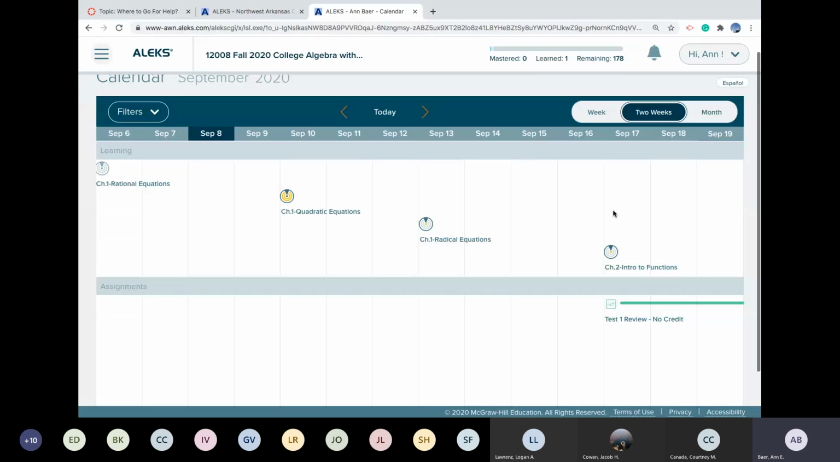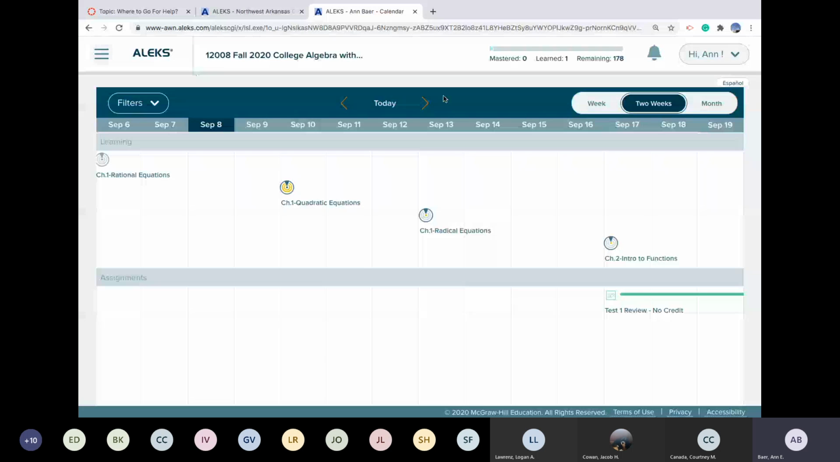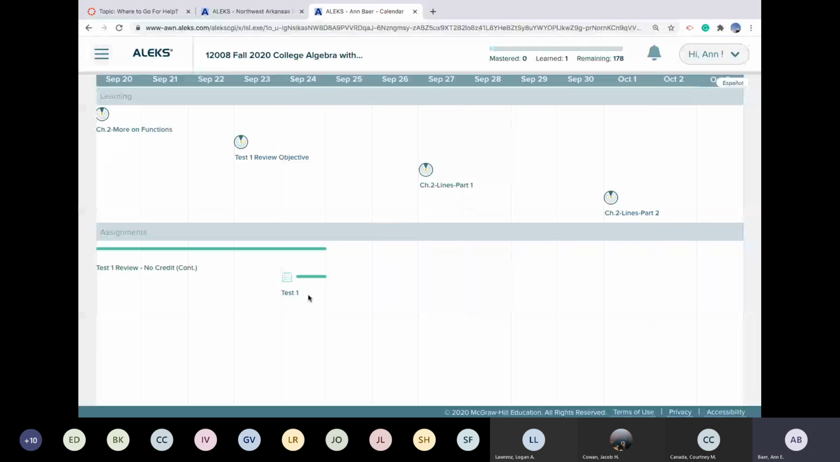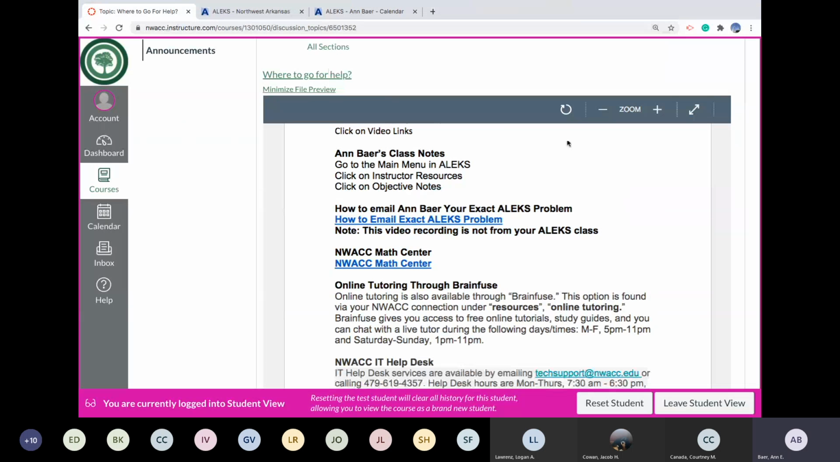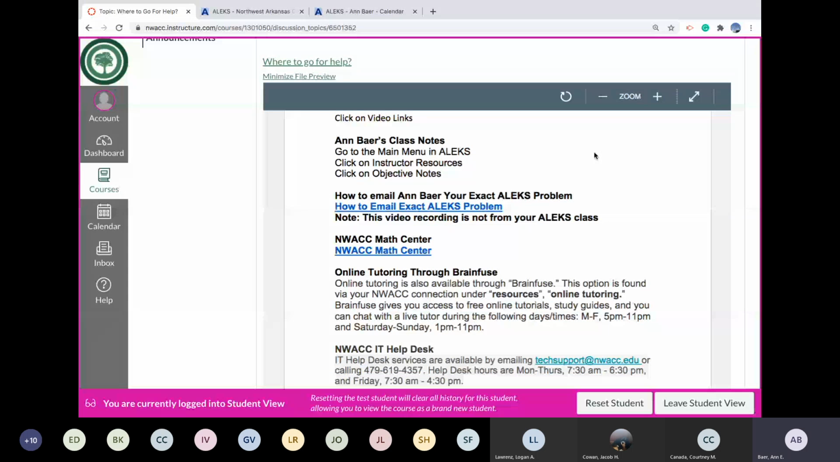So let's just go forward another 2 weeks. And you can see here's test 1 on the 24th. You can look at this as a bar graph, I suppose, in a sense. You take this vertical bar and have it go straight up to September 24th. And you can see that the objectives appear up here. So I wanted to show you where my notes were. It's another resource you can use. I'm a firm believer in multiple resources because we don't all learn the same way.